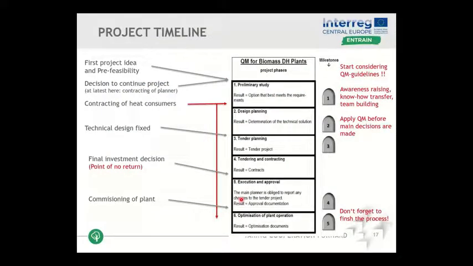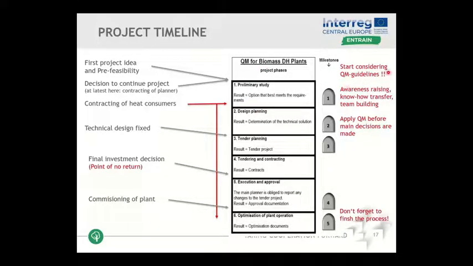I think it's important to show you something about the timeline of a project. You learned a little bit of the QM process already. We will dive deeper into it later on in the next presentation, what each milestone means in detail. But you see here the basic overview. You start a project in the very early phase with a preliminary study to check out if it is feasible to start even planning such a project.